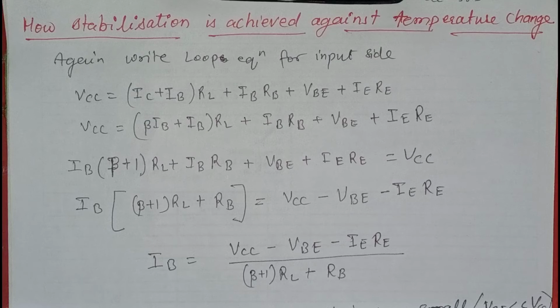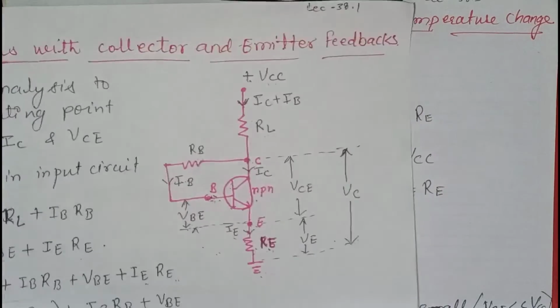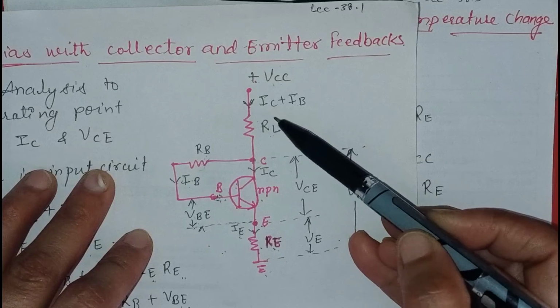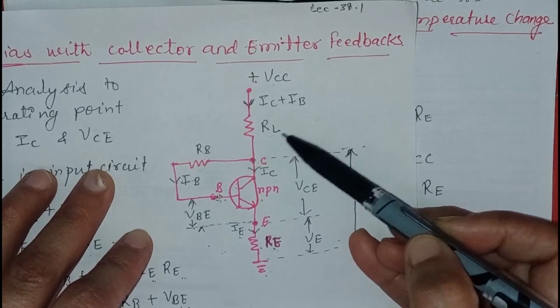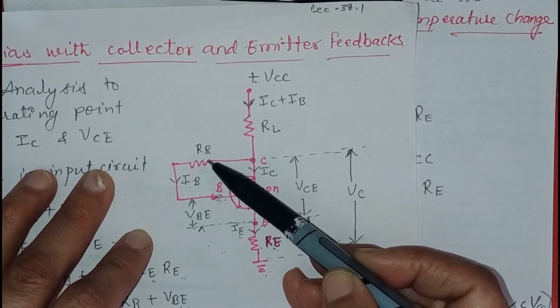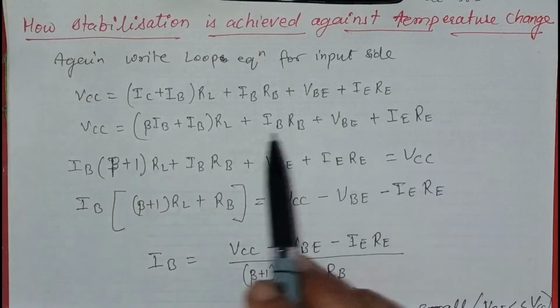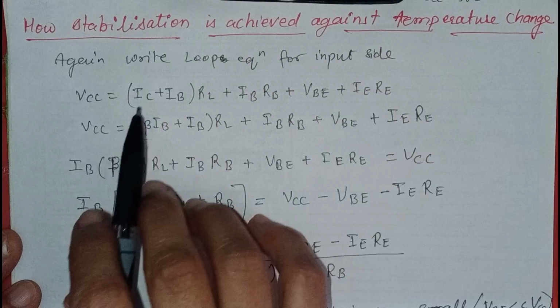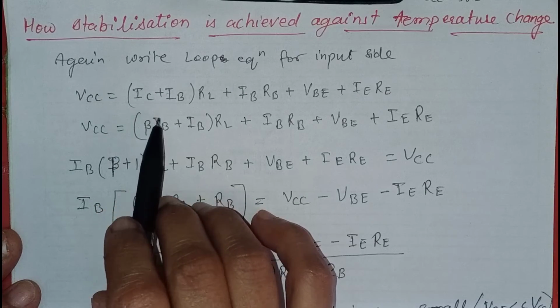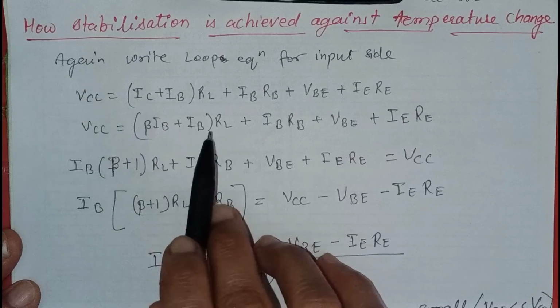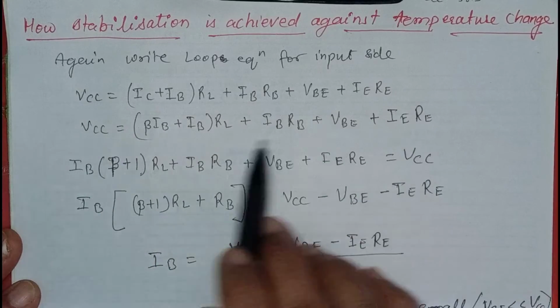Now we will see how stabilization is achieved against temperature change. For this, we will again write loop equation for input side. So the loop equation for input side, VCC equals to IC plus IB into RL plus IB into RB plus VBE plus IE into RE. So the loop equation is this. As we know, IC equals to beta IB. So we will put beta IB in place of IC. And the remaining equation is same.